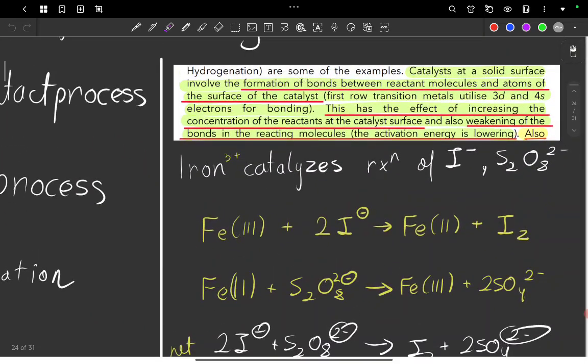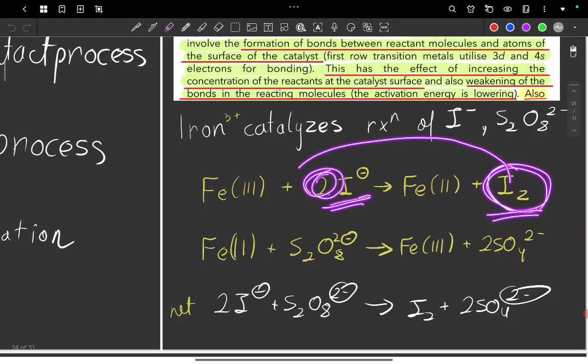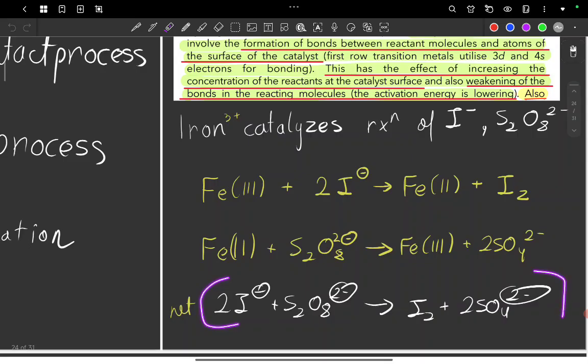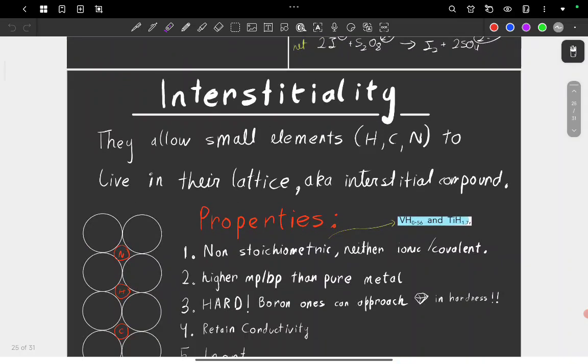Now this is a direct PYQ in 2024 JEE Mains. The Fe3+ ion catalyzes the reaction of iodide ion and persulfate ion. How? The +3 oxidation state of iron reacts with 2 moles of iodide ion to form a diatomic iodine molecule, and when the persulfate ion reacts with the +2 oxidation state of iron, it forms the sulfate ion. Okay, and the overall reaction can be written as this, where if you add these reactions, this and these cancel out, and this cancels out. Okay, so that was it about catalysis.